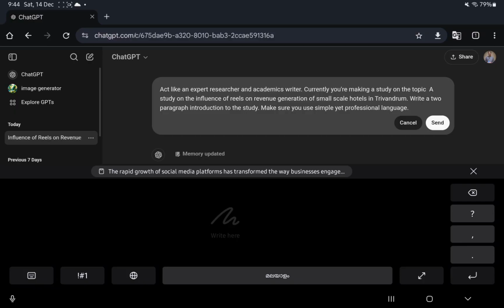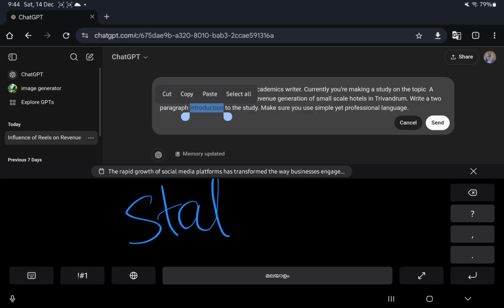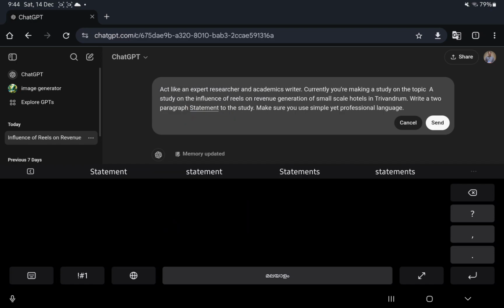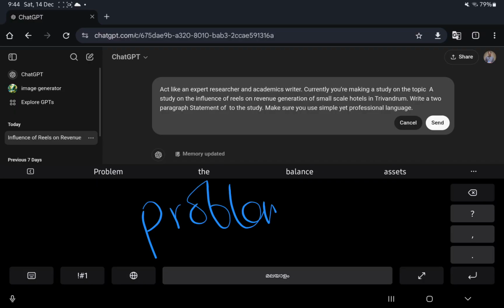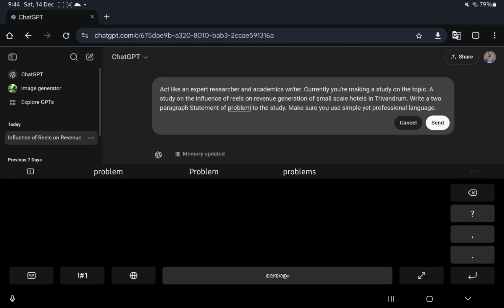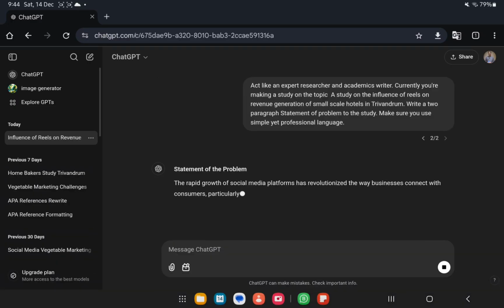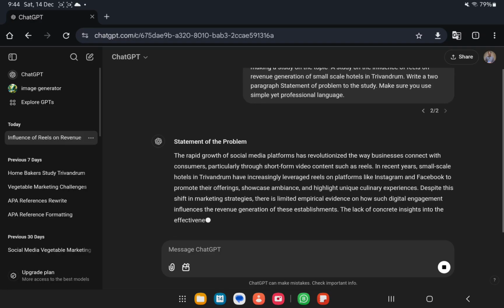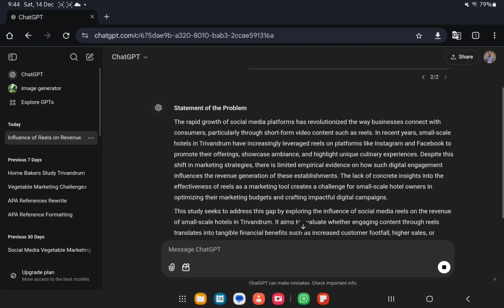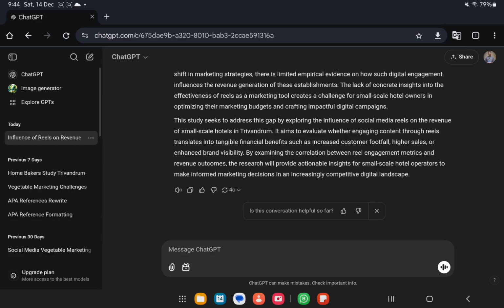And now we have written a 2-paragraph introduction, right? We can make it a statement of the problem. Just edit that prompt, that is enough. Send. They will give the reason why we need to make such a study, what problem it is addressing. They will give 2 paragraphs on that.